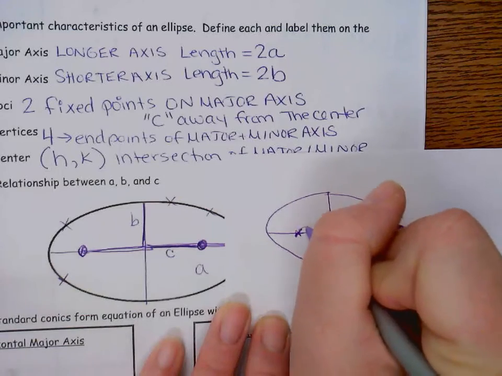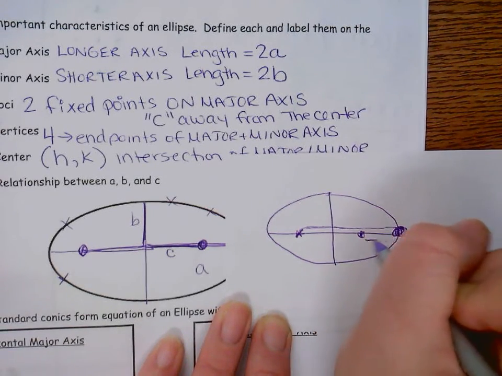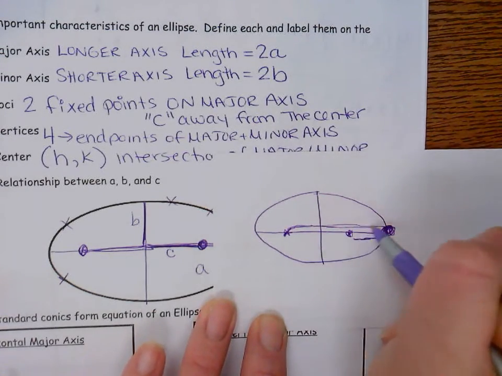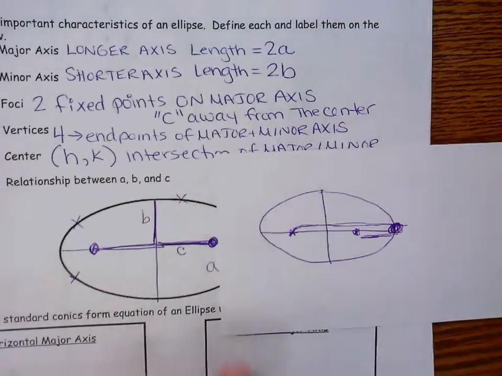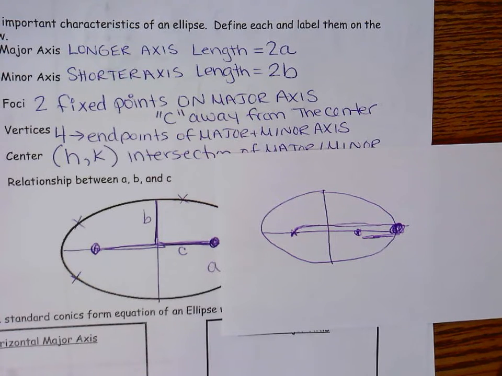So I have one string that's coming all the way from this focus, and I have another string that's coming from this focus. Imagine that this is my string. I'm pulling it tight, so it's right on that x-axis, but I'm pulling the string tight to get to this point. How much does this little piece of string plus this little piece of string add up to?